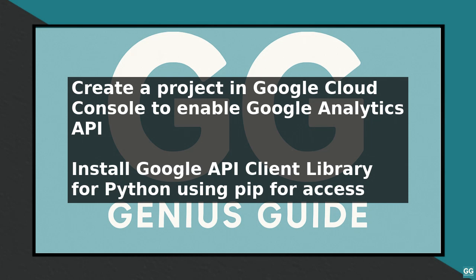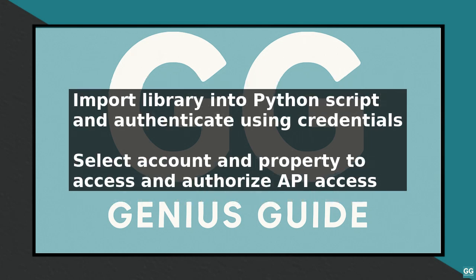Once you have installed the library, you can import it into your Python script and authenticate using the credentials you obtained earlier. You will need to select the account and property you want to access and authorize the API to access your Google Analytics data. After authenticating, you can use the API to retrieve data from Google Analytics.